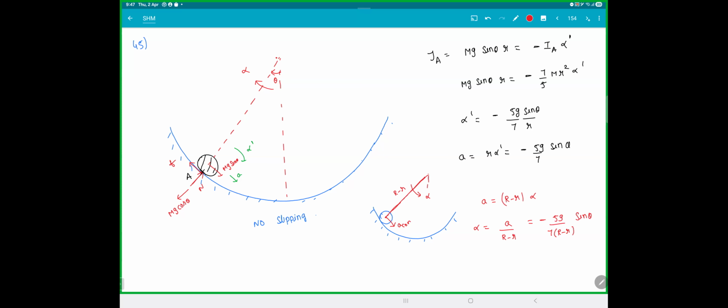Now you will say theta is small. So 5g by 7 (R minus r) theta. That will give you time period 2 pi root over 7 into (R minus r) by 5g. Check. So there are basically two alphas here. That's what you have to be careful about. Most common mistake is only that: we think of the alpha of the cylinder and try to relate it with theta of the big one. All clear with this?